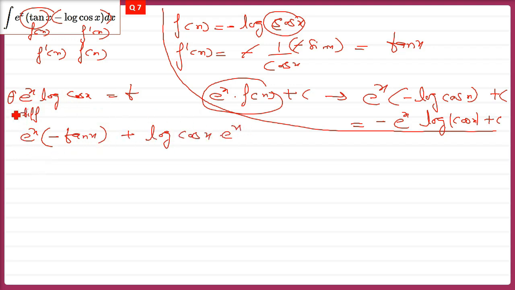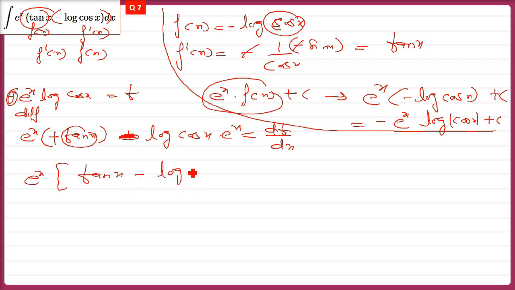Or dt by dx, because we are differentiating. So this will be plus, this will be negative because negative was outside. Okay, this will be dt by dx. Now I'm just rearranging and taking this dx on the left hand side. So I'm taking e^x outside, tan x will remain like that. It will be negative log modulus of cos x. And this is equal to dt, dx will go on the left, multiply this.